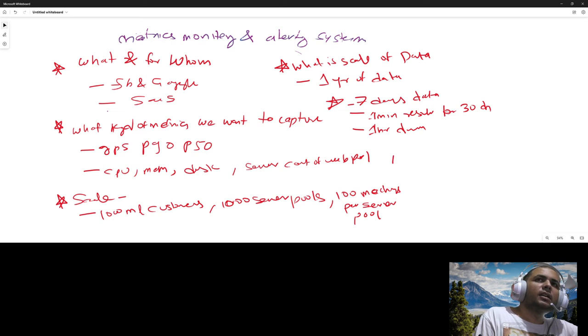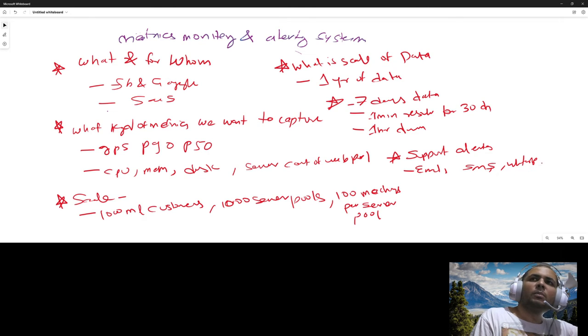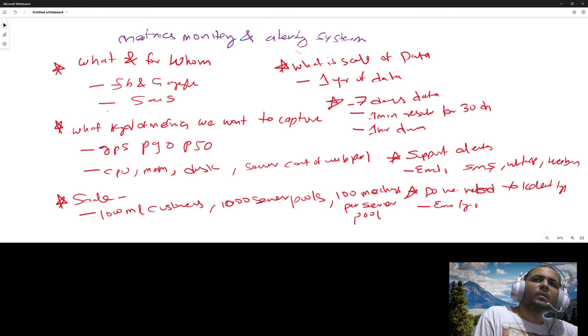What are the supported alert channels? How do we want to support alerting? The support could be email, SMS, WhatsApp notifications, which is also quite famous, and webhook and HTTPS. Next, do we need to collect logs such as error logs and access logs? No.